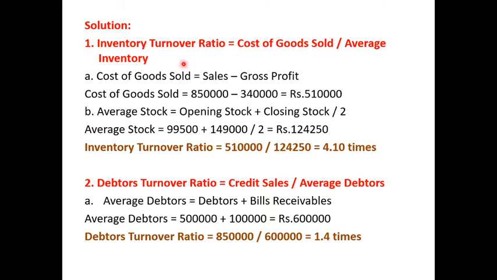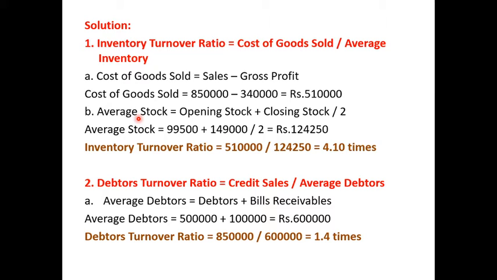Now first we are going to calculate inventory turnover ratio. The formula for that is cost of goods sold divided by average inventory. First we have to calculate the cost of goods sold. The formula for that is sales minus gross profit. Sales is given 8,50,000 and gross profit is given 3,40,000. So cost of goods sold is rupees 5,10,000.